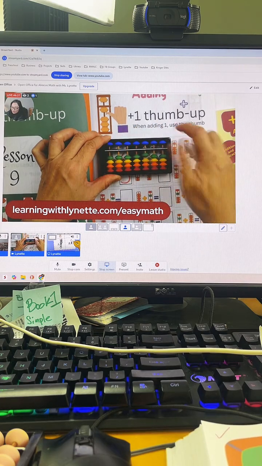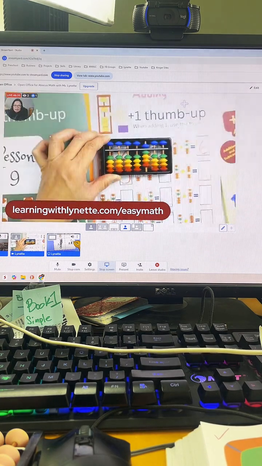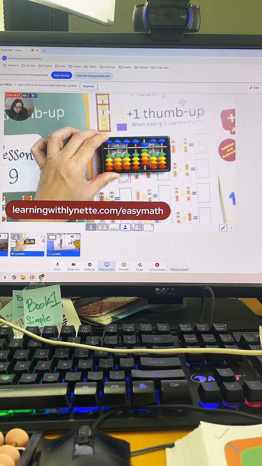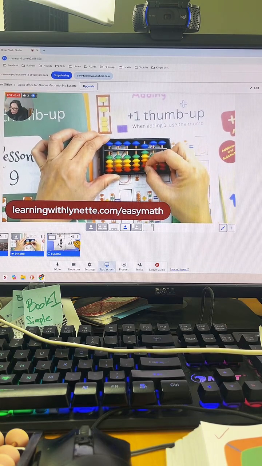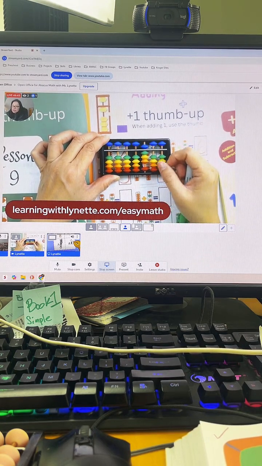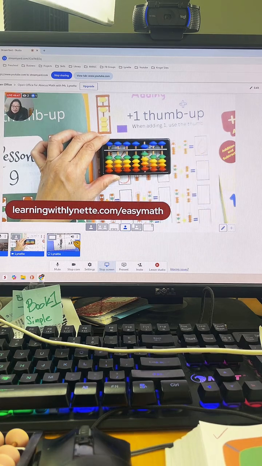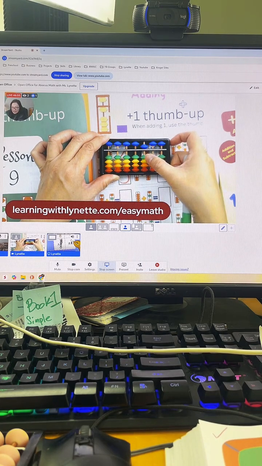Because when we add 1, they think this is 1, but it's not, right? This can be 1 or this can be 1. That's why I have my numbers +1. I just wanted to show that if they add a bead, it can be any bead from the bottom, if that makes sense. So it's any bead at the bottom.